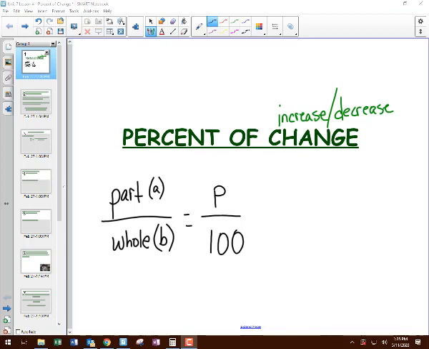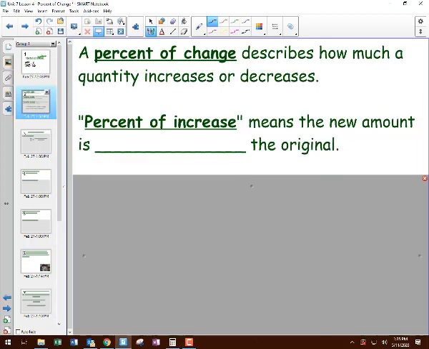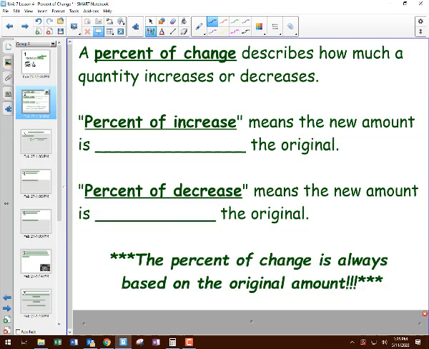Okay, from last week we talked about A over B equals percent over 100, and that A being a part of a whole. A little bit different terminology will be thrown your way this week when we talk about original price. Think of that original price as the whole price. Okay, and so as we look at a few definitions here, a percent change describes how much a quantity increases or decreases. Like I said earlier, that could be weight, that could be temperature, it could be anything.